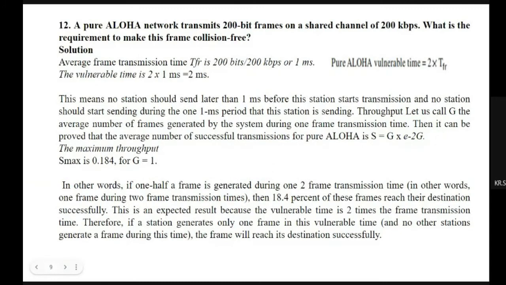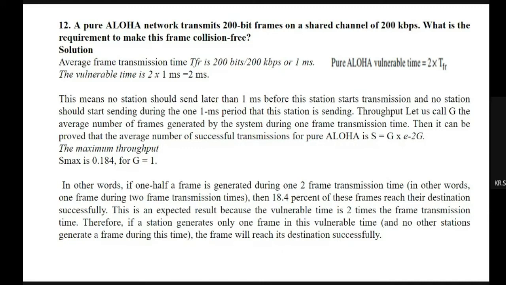Next is also the same, the pure Aloha network that transmits 200 bit frames on the shared channel of 200 kbps. First you should understand the problem and read the questions multiple times. Okay. And here the 200 kbps, what is the requirement to make the frame collision free? Here this is a frame collision free. So the frame collision free means the average transmission time you have to find. That is T_fr. So the T_fr value is 200 bits. So 200 bits means it's converted into 200 kbps or 1 ms.